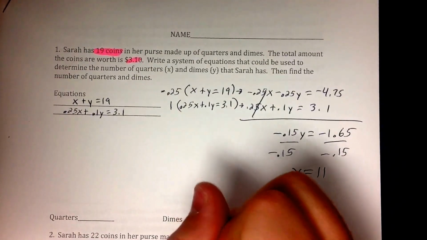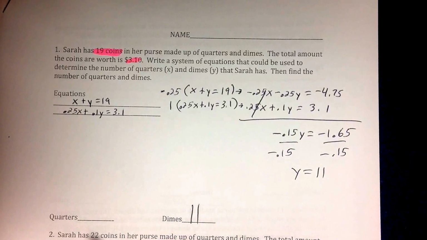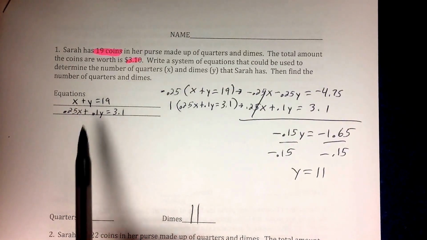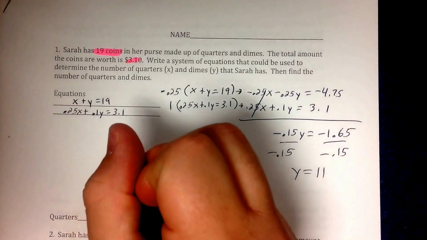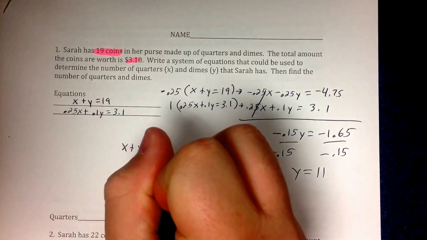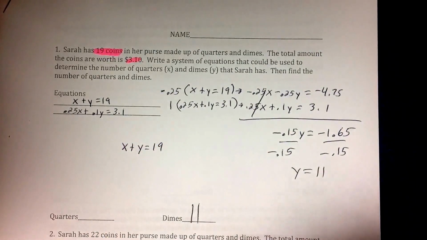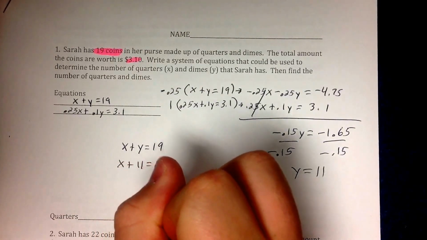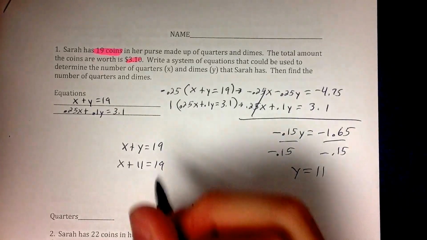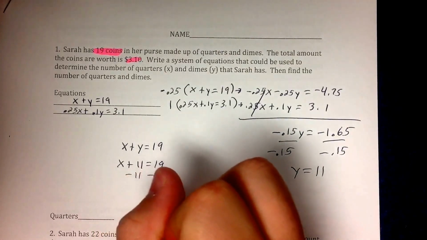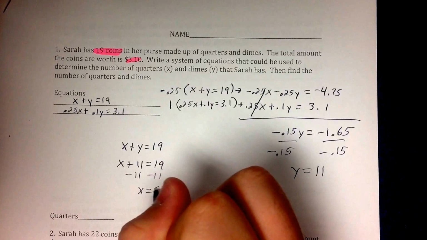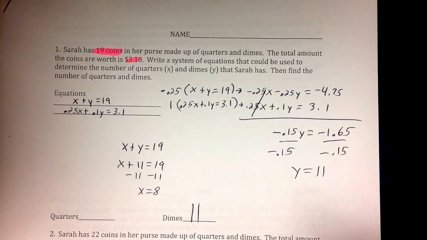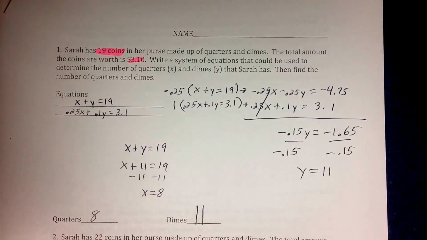Now, that's the number of dimes. It also says find the number of quarters, so I can go back and pick either one of these equations. x plus y equals 19 is probably the easier equation. This part you may be able to do in your head, and that's fine. So I got x plus 11 equals 19. So subtract 11 and get x equals 8. So that means there were 8 quarters.